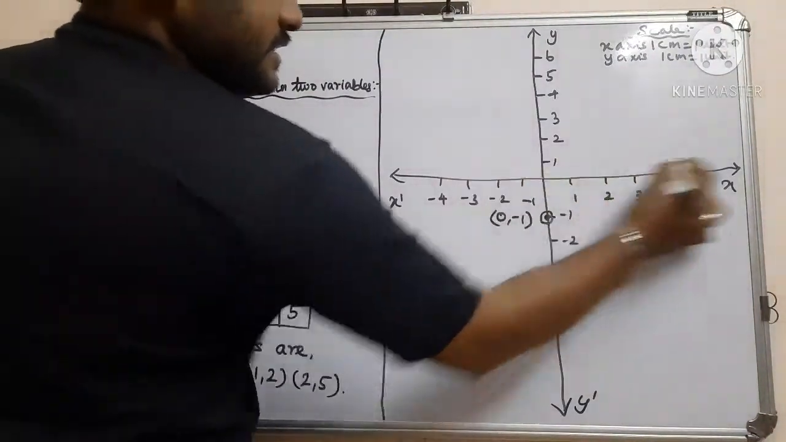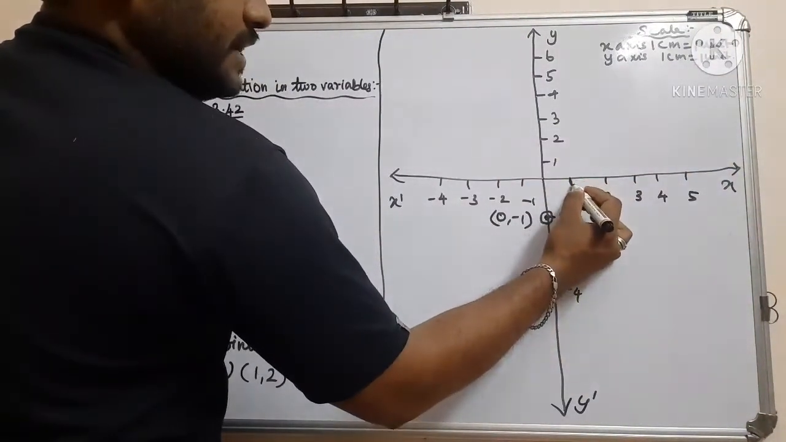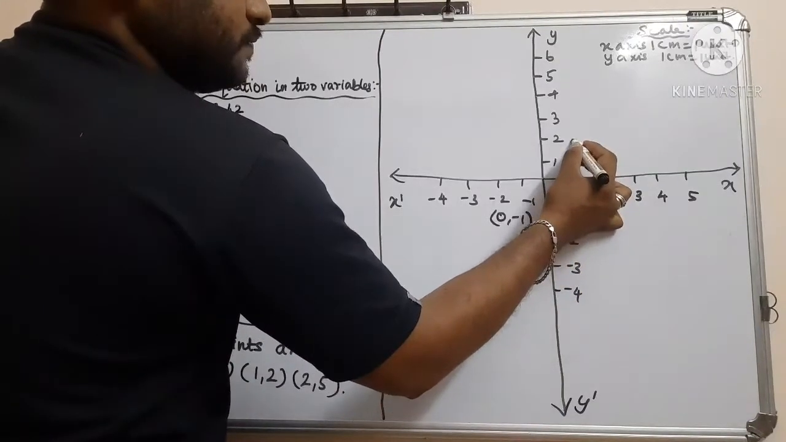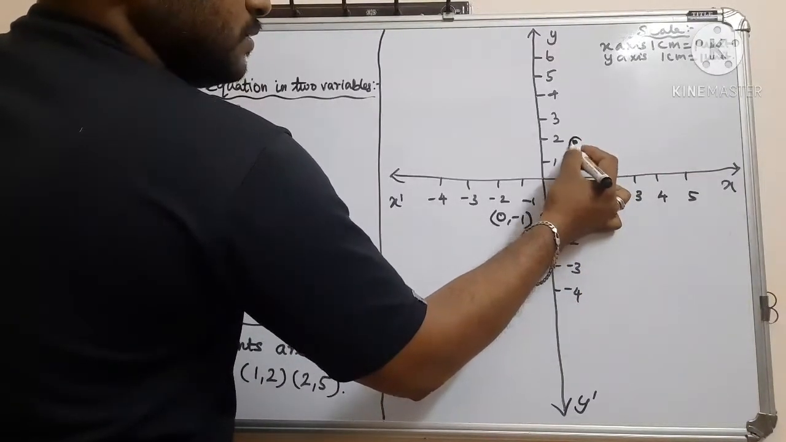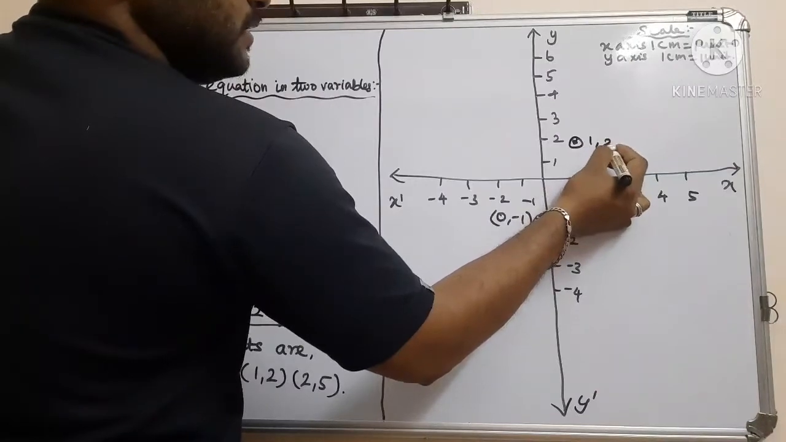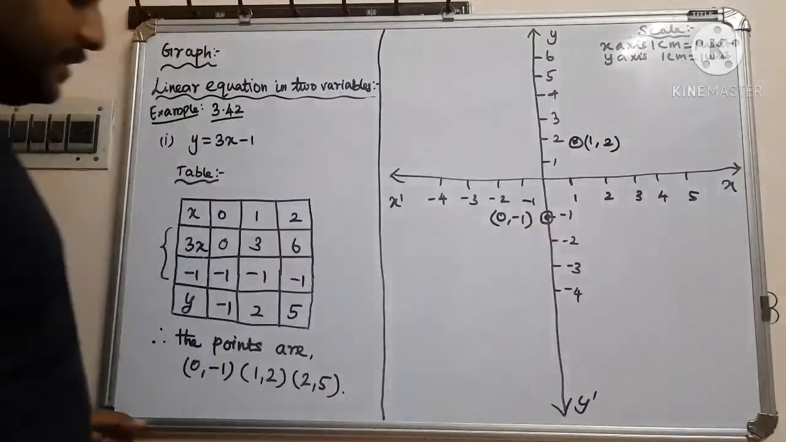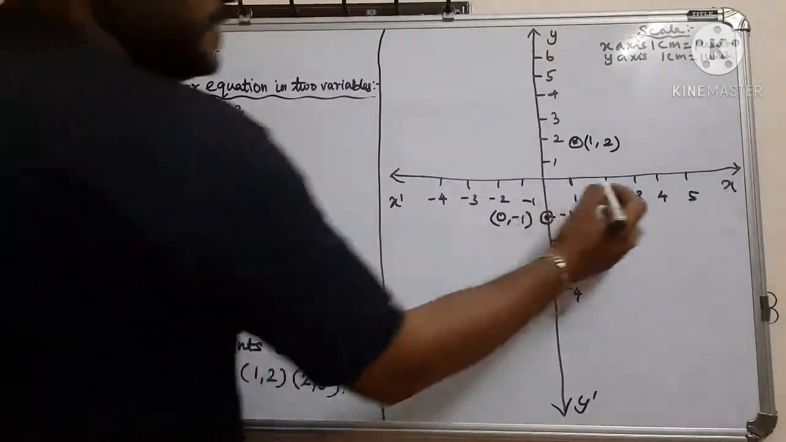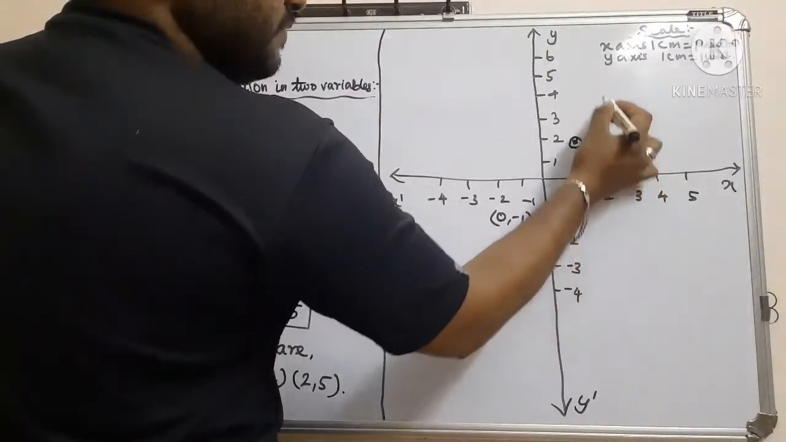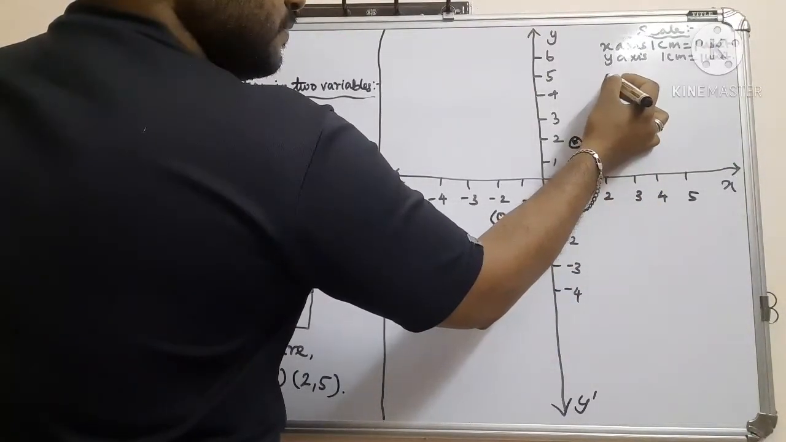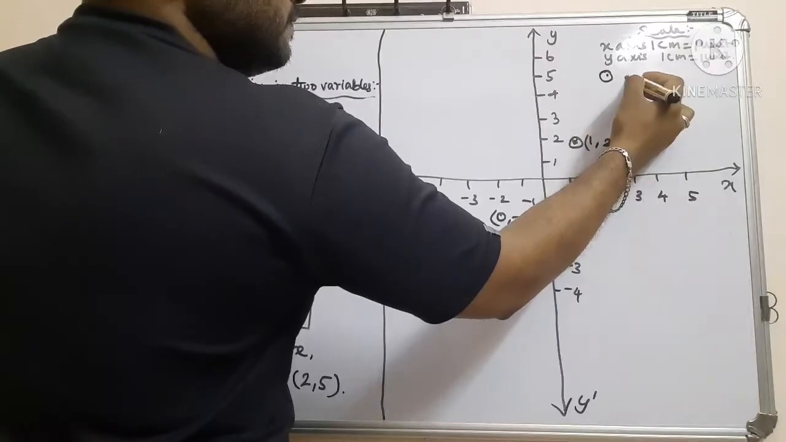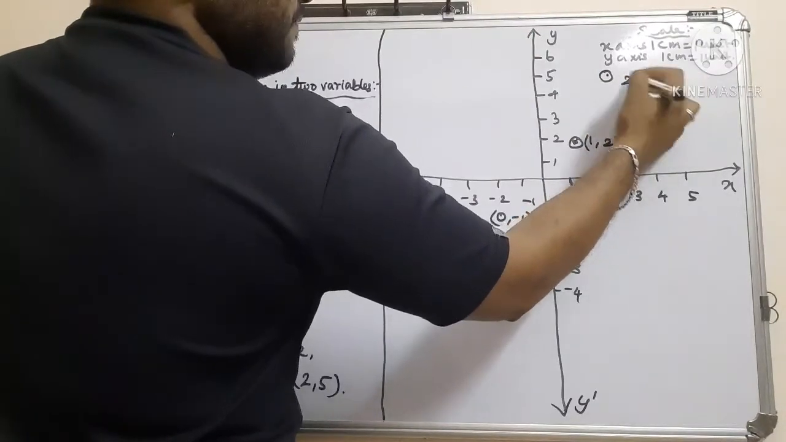And second point is 1, 2. X-axis 1. In this x-axis, where is +1? 1 is there. 1, 2. And then next point is 2, 5. This point is 2, 5.